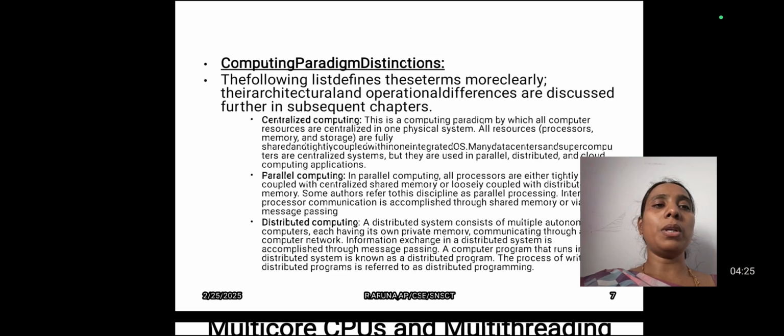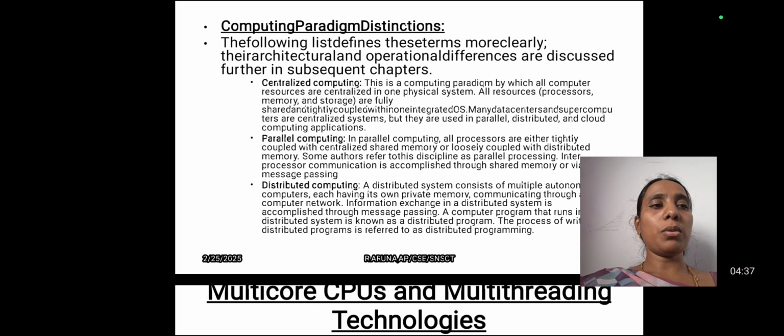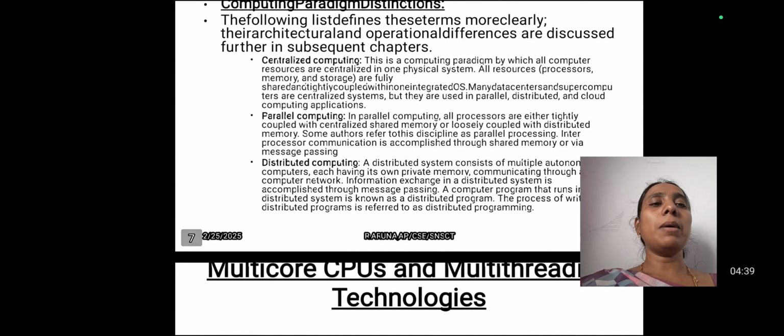One is centralized computing. This is a computing paradigm by which all computer resources are centralized in one physical system, for example resources like processor, memory, storage, etc. In parallel computing, all processors are either tightly coupled with centralized shared memory or loosely coupled with distributed memory. Some authors refer to this discipline as parallel processing, where interprocess communication is accomplished through shared memory.